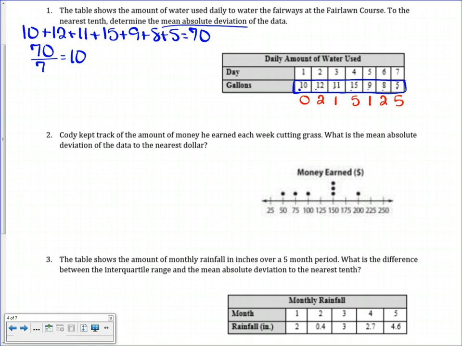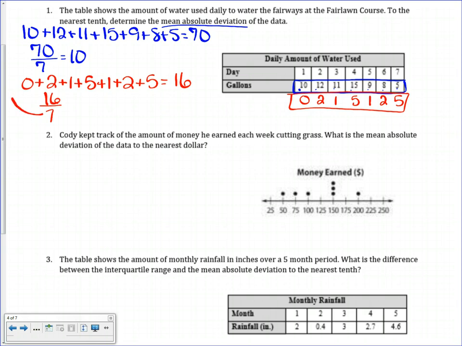Once we have our data points, we're going to go ahead and average all of those. So 0, you have to include it, plus 2, plus 1, plus 5, plus 1, plus 2, plus 5. Add those up, you're going to get 16. And just like we did before, we're going to do 16 divided by 7. Remember, these two numbers should always match. 16 divided by 7, you get 2.28.